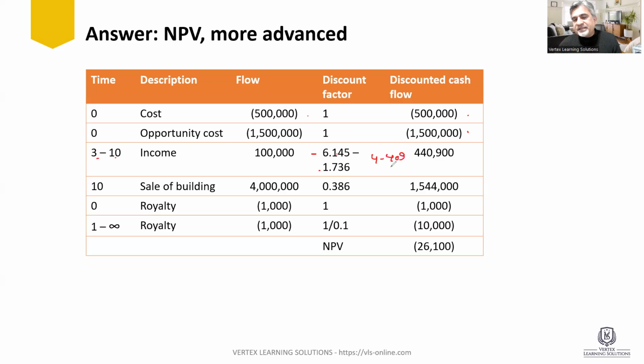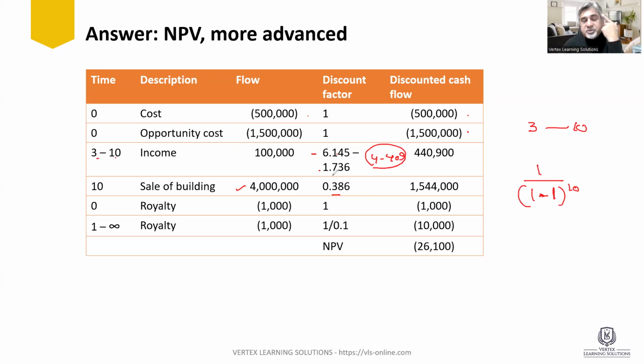4.409, and this 4.409 is multiplied with 100,000, so you get 440,000. This 4.409 is actually the factor from year 3 to year 10 at 10% rate. Then you are selling the building in year 10 for 4 million, and this is the 10th year discount factor, which is 1 over 1.1 to the power 10, because it is 10%. If you find out this number, it will be 0.386.